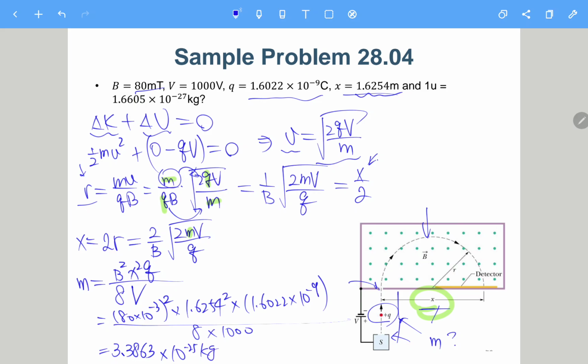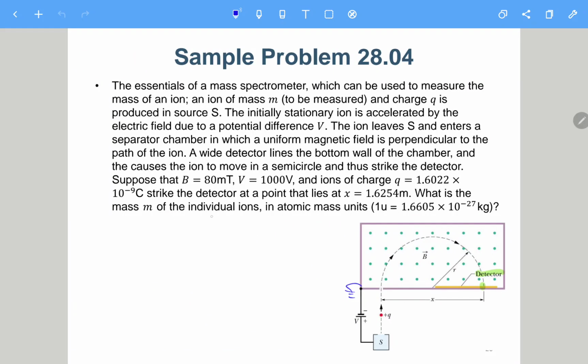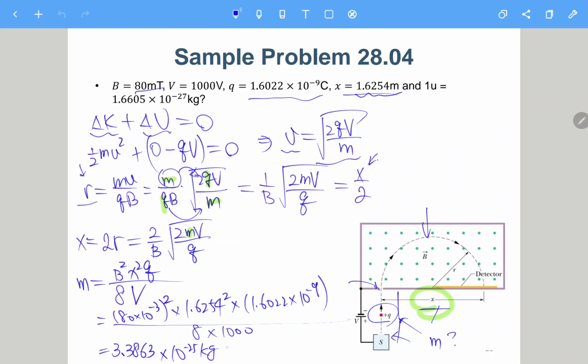Okay, this is in SI units, but it asks us to represent this mass in the atomic mass unit, which means that we would like to divide the value by 1.6605 times 10 to the minus 27. So by dividing it by 1.6605 times 10 to the negative 27, it becomes 203.93 u. Okay, so this is the final answer.